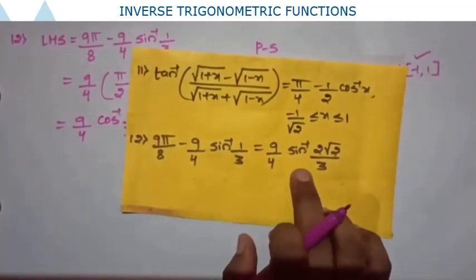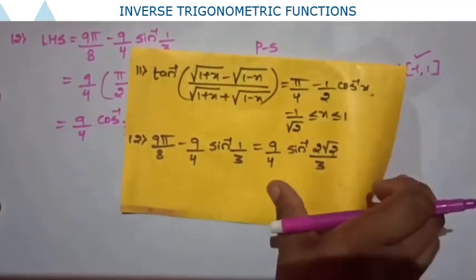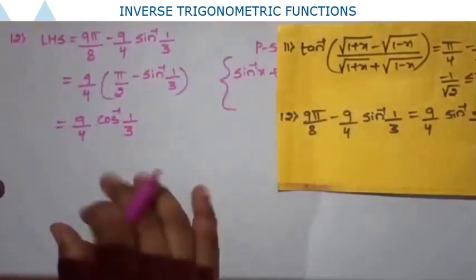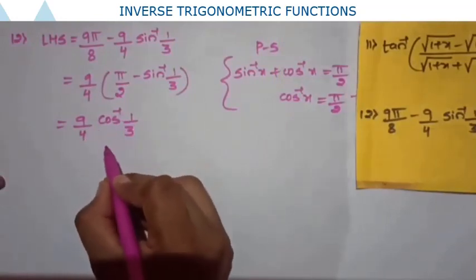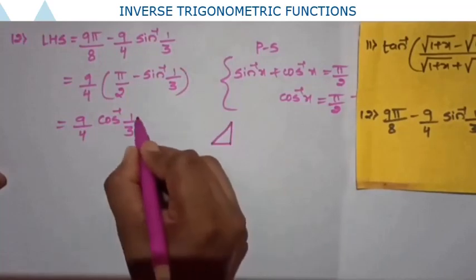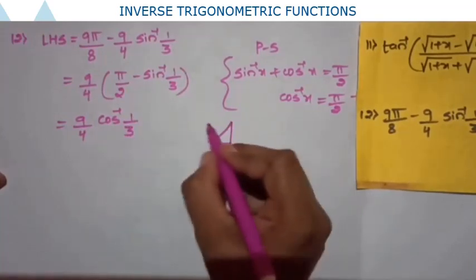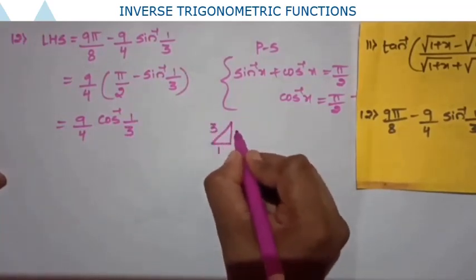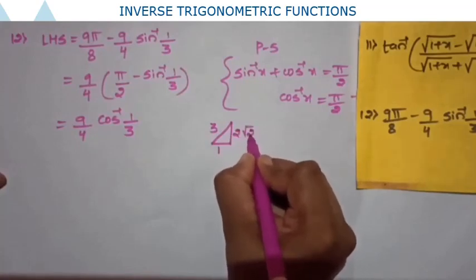So what is the answer here? 9 by 4 into sine inverse 2 root 2 divided by 3, right? Therefore, I am converting this cos inverse to sine inverse. So consider a right angle triangle. This one represents the adjacent side, 3 is the hypotenuse, therefore the opposite side becomes 2 root 2.